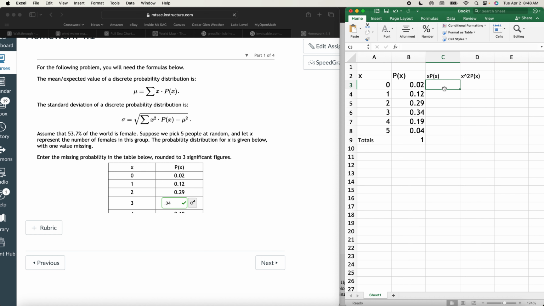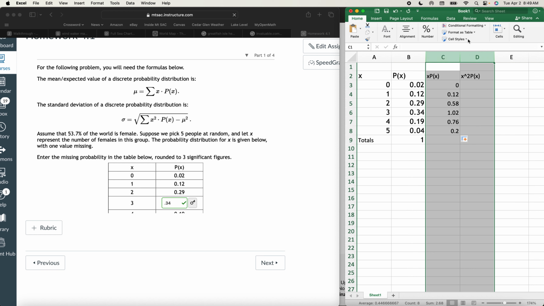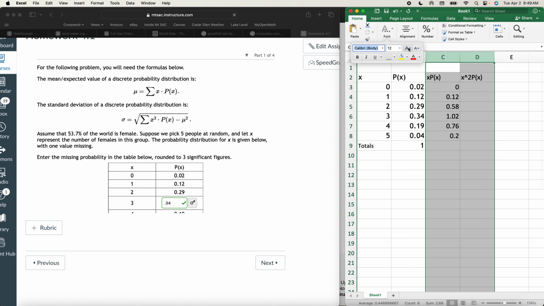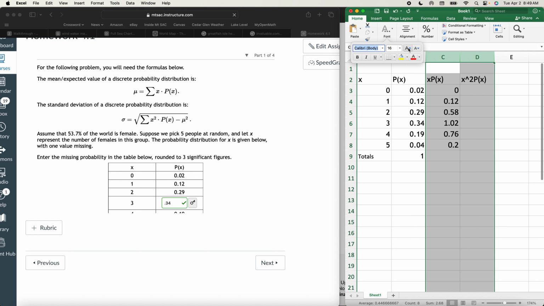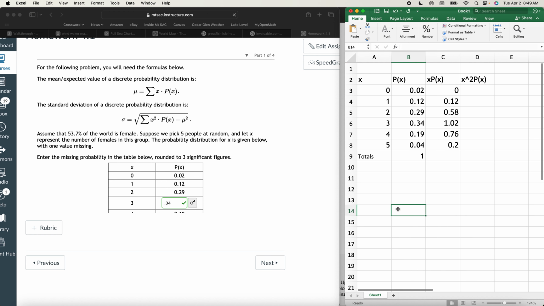So here, the first one is equal to 0 times 0.02, and of course that's 0. If I do 1 times 0.12, I should get 0.12. 2 times 0.29, not sure what that'll be. But you just continue with this. 3 times 0.34. I'll go ahead and have Excel do them all now, like that. And so those are the xp of x's. I think I'll enlarge that a little bit. Try and get those to match. That looks good. Okay, so those are my xp of x's.